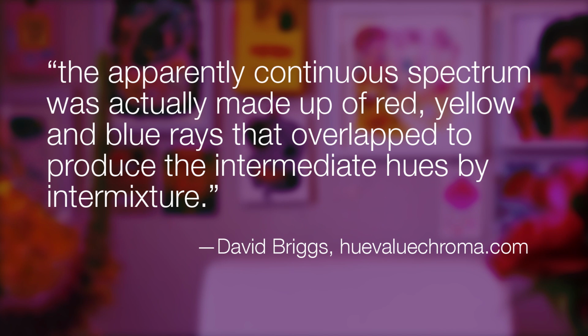Because of this, scientists took the color model they already had, i.e. RYB, and kind of shoved it into the research that Newton proposed. A new theory called the theory of 3 spectral primaries proposed that the apparently continuous spectrum was actually made up of red, yellow, and blue rays that overlapped to produce the intermediate hues by intermixture.